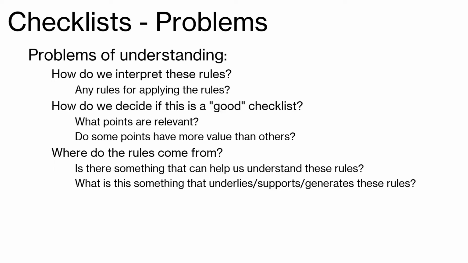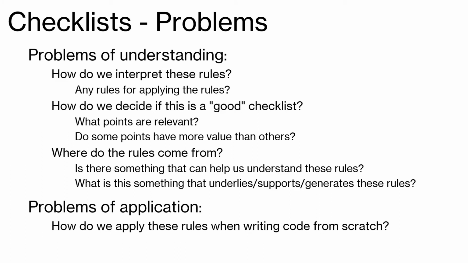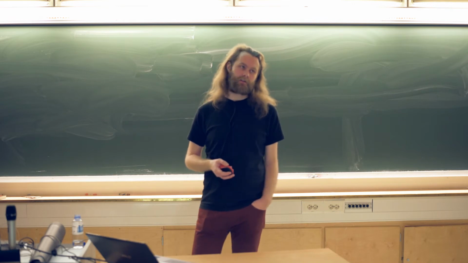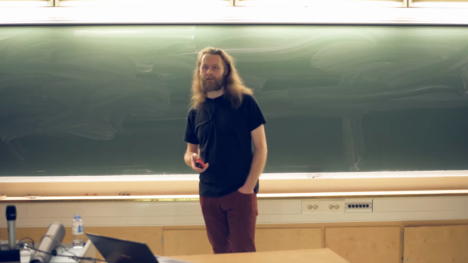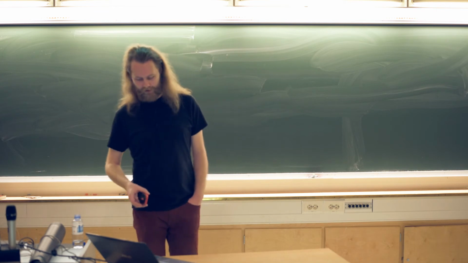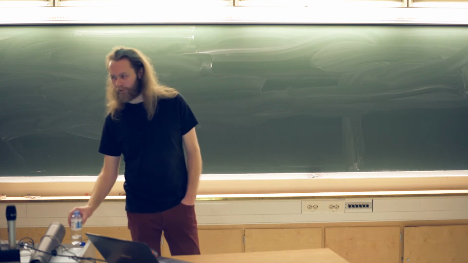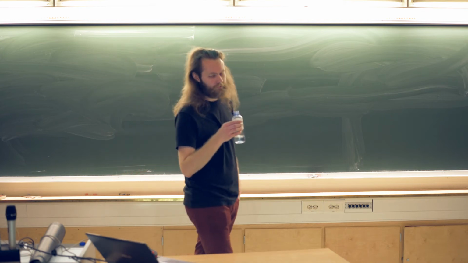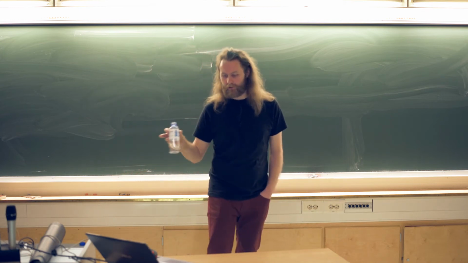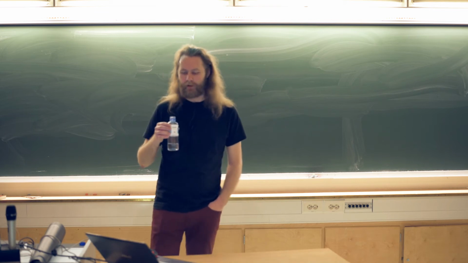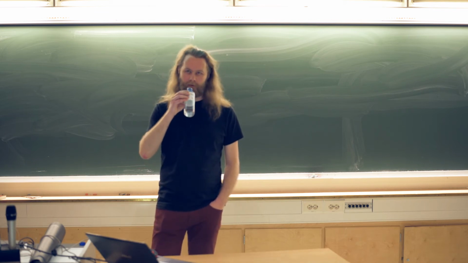And then I have the problems of the application. How do we apply these kinds of rules for writing code from scratch? Chances are there aren't any checklists that let you write code from scratch. If there was an algorithm for the act of programming, why would we teach you how to program? We already have a computer that can just satisfy the algorithm. So of course, there are no checklists for making code. Why would there be checklists for checking the code quality of code that hasn't been written yet? It doesn't make a whole lot of sense.